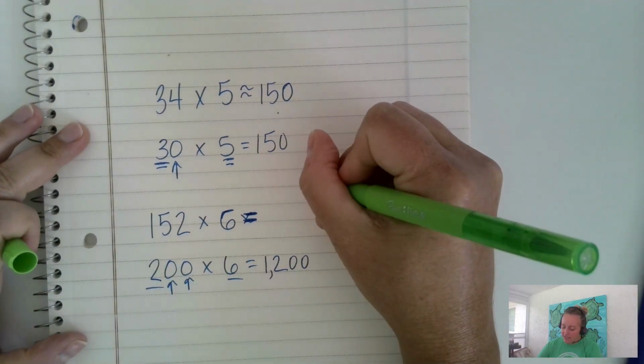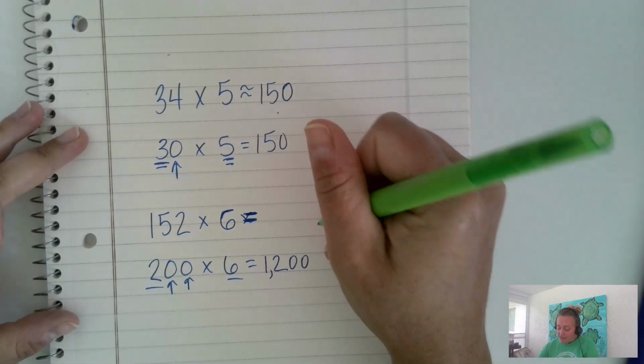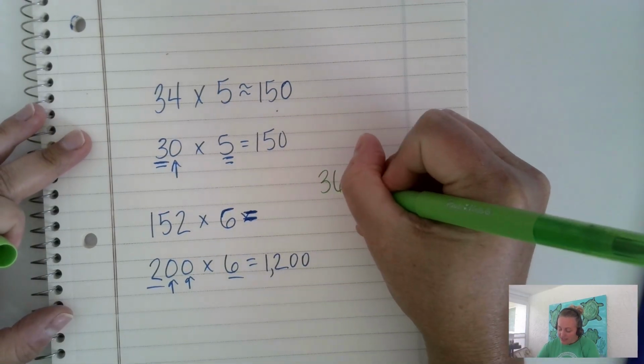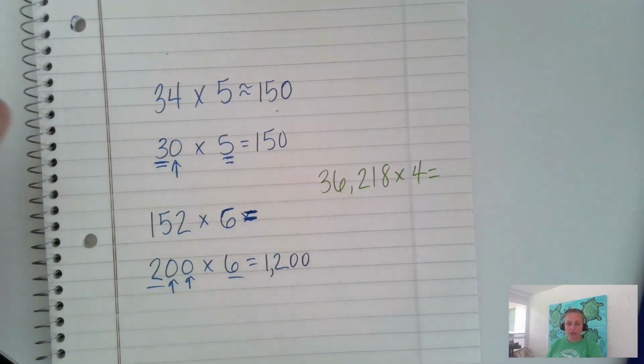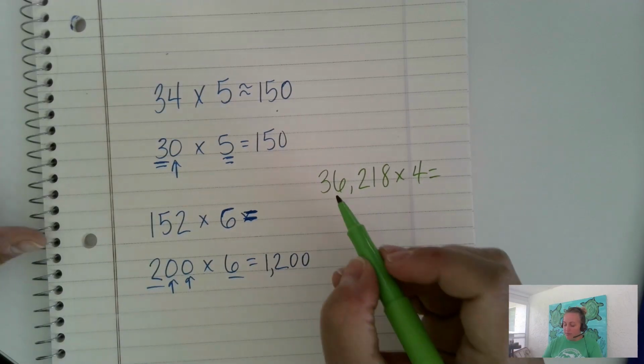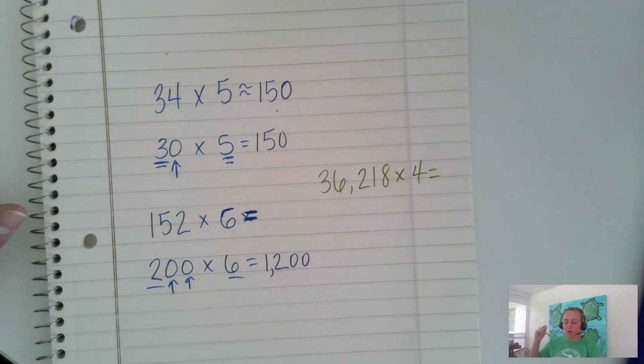Okay, if I have, let's say, even a number in the 10,000s, let's say I have 36,218 times 4. Like, that's a lot of multiplying. There's a lot of digits there. But if I'm estimating, remember I am rounding first. You always round first. Do not multiply and then round your answer.